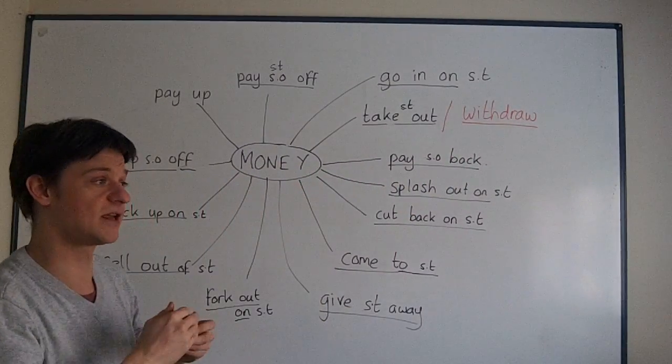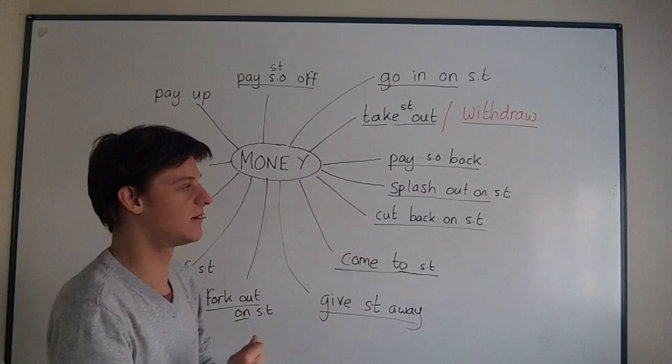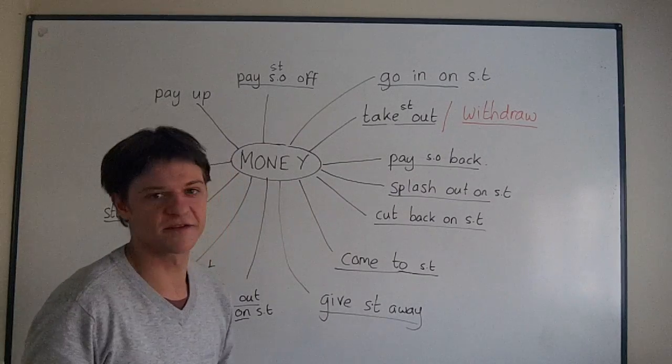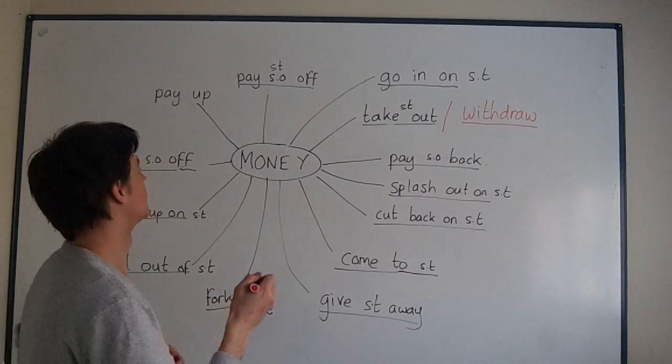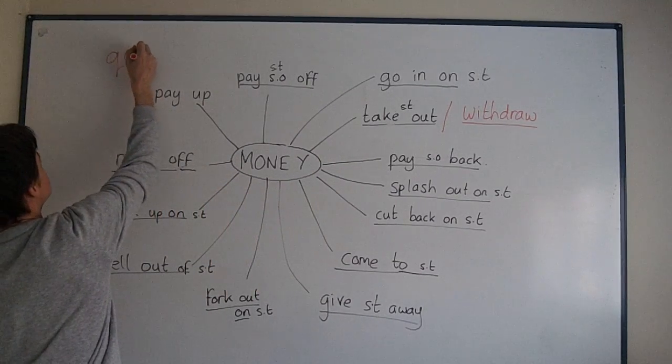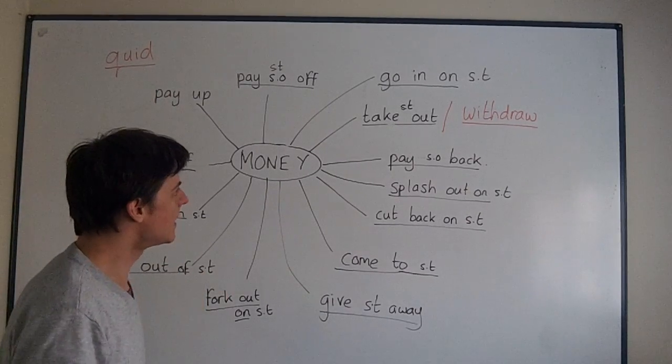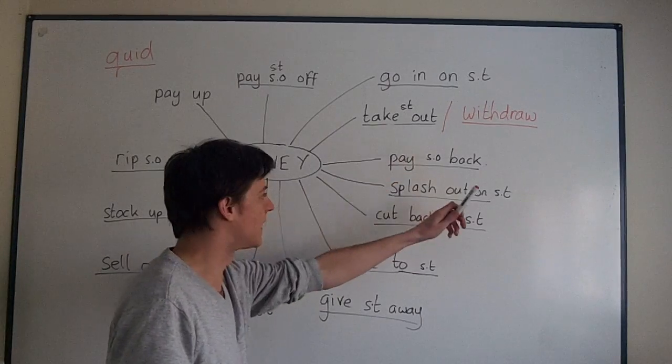The bank manager will say you withdrew £50 on the 1st of March, but you will probably say I took out £50 or 50 quid. That's one nice word to remember. Quid means pounds in English slang. Okay, so take something out of the bank.